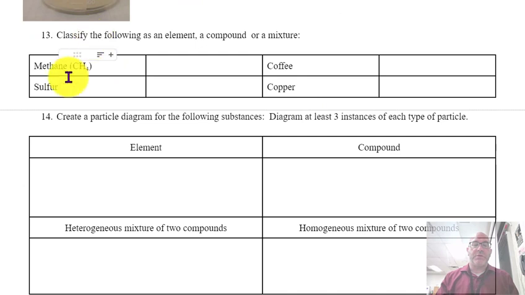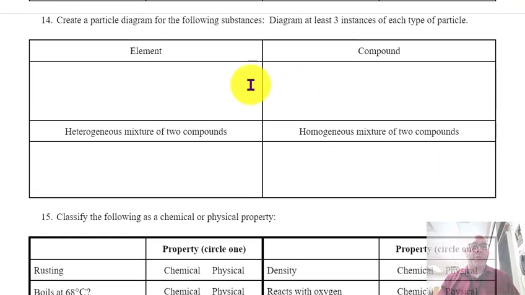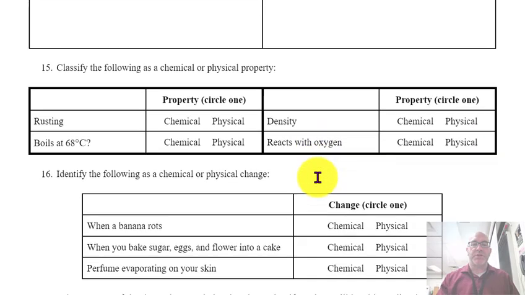Question 13, classify each one of these substances as either an element, a compound, or a mixture. So methane, which is CH4, sulfur, coffee, and copper. All right, flip it over. 14, can you create a particle diagram for the following substances? Each diagram needs to have at least 3 instances of each type of particle for an element, a compound, a heterogeneous mixture, and a homogeneous mixture.